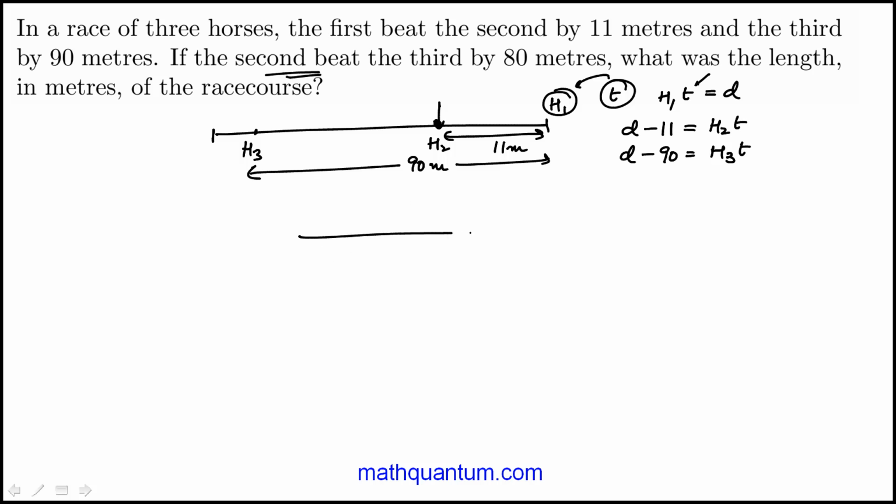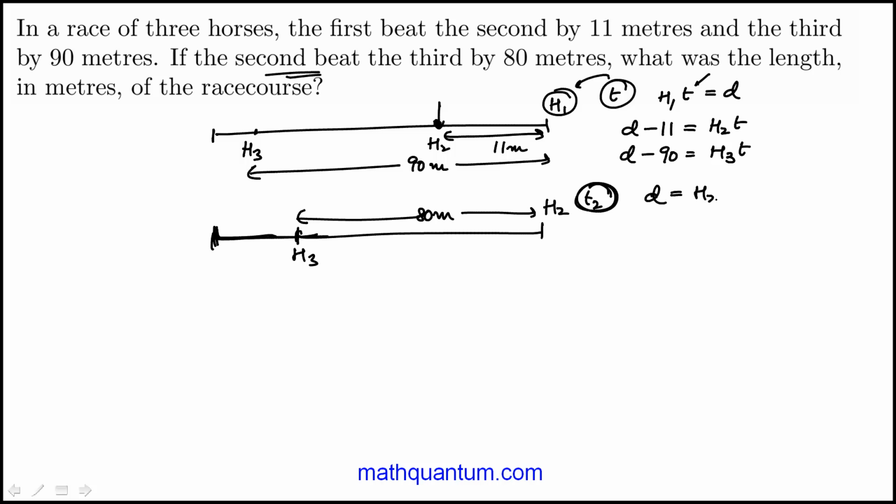Now this information I'll represent in a different schematic. The second beats the third, the track is the same length. Second would be here, and then third would be, let's say, at this point, and that distance is 80 meters. Now this is a different time because I'll call that T2, because H1 has already reached that destination. The T2 would be greater than T. So the relationship here would be D is second horse's speed times this new time, and then for horse 3, D minus 80 would be his speed times that same time.